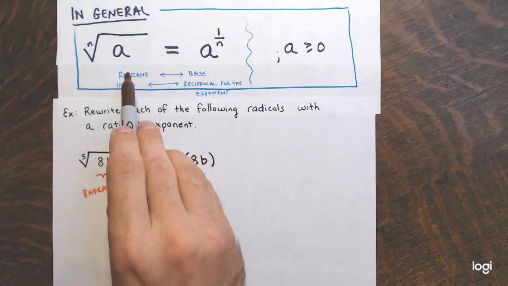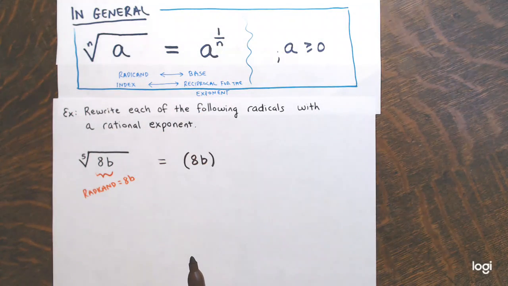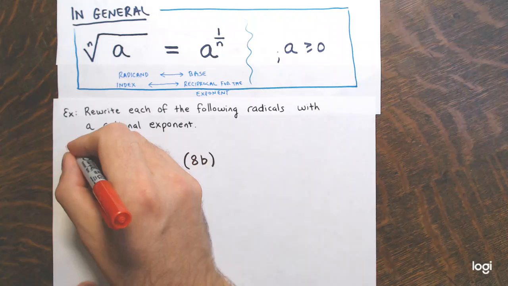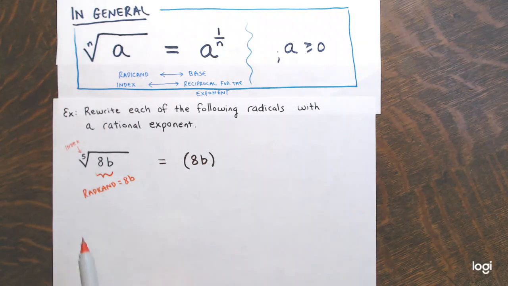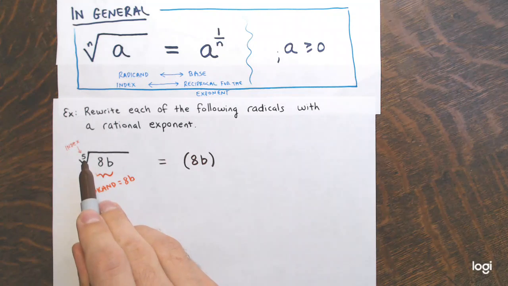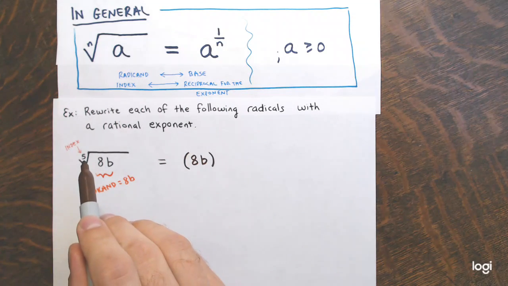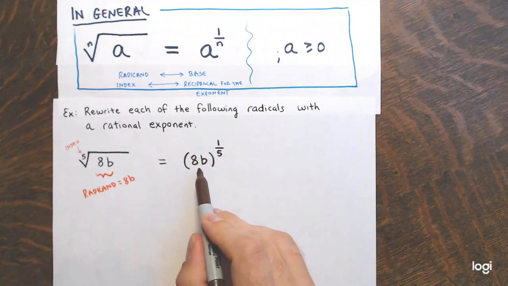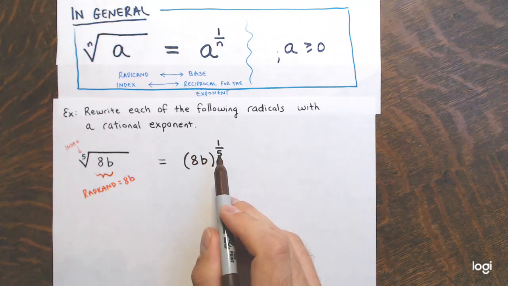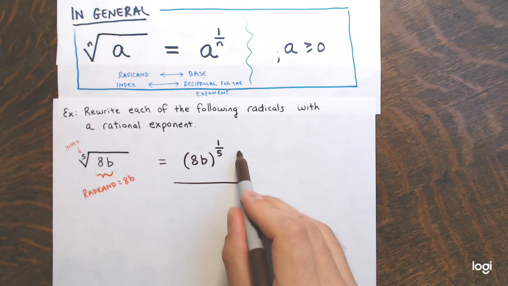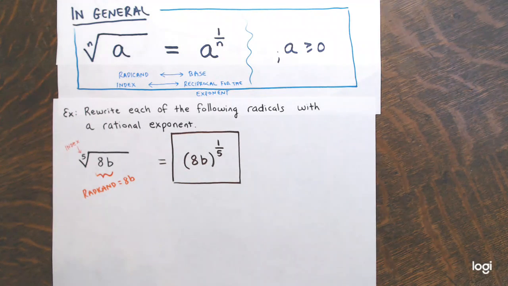So the radicand of the radical becomes the base of the exponential statement, and the index of this radical is 5. This is a 5th root. So the exponent that we're raising this radicand to when I write it as an exponential statement would be the reciprocal of the index, 1/5. So this quantity, 8b in parentheses to the 1/5 power, means exactly the same thing as the 5th root of 8b. So this is all great here. Now be careful.